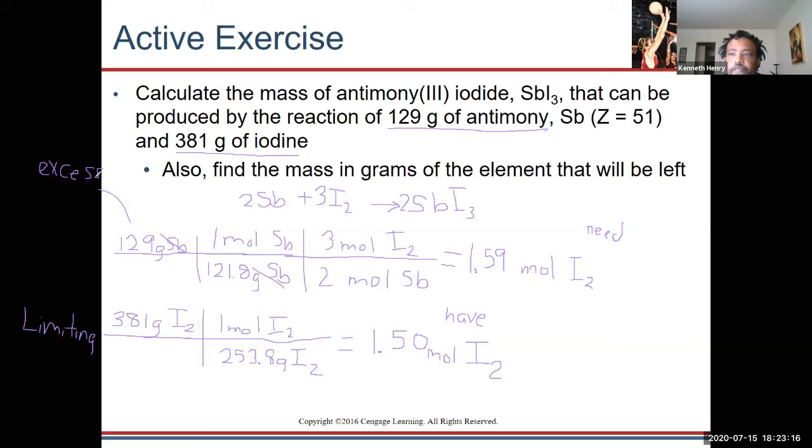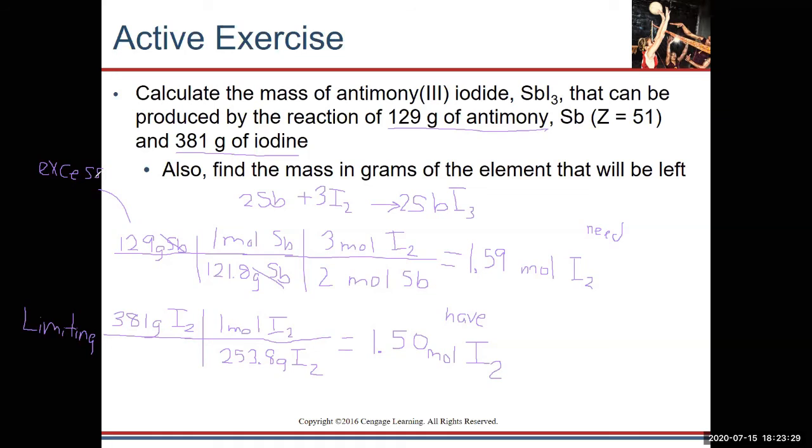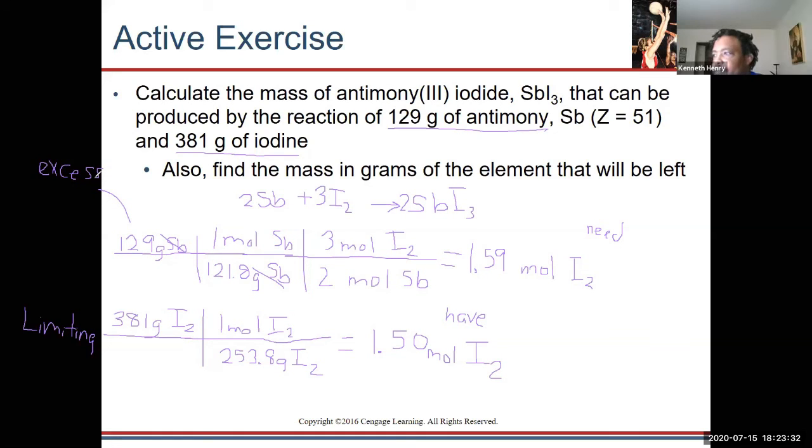Okay, so we've identified what's limiting and what's in excess. So what are we going to use to calculate how much antimony iodide we're making? The limiting or the excess? The limiting. So we take this guy. I'm going to run out of room, I promise you. So then how do I calculate the number of moles of SB iodide, antimony iodide, I'm making?